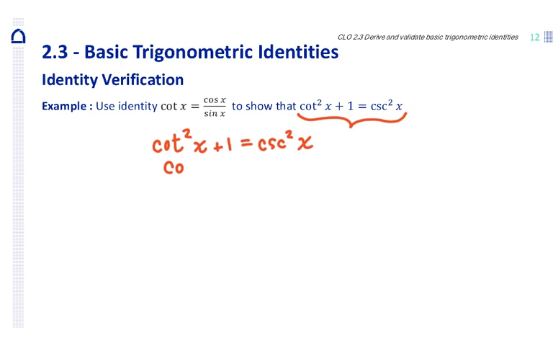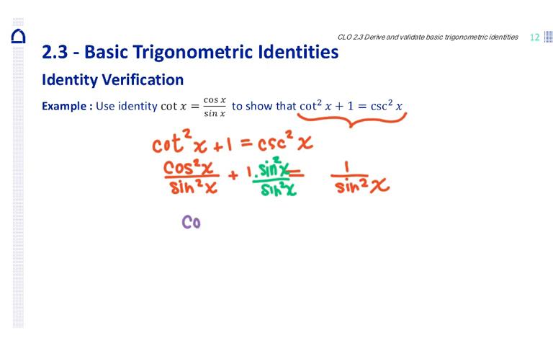The fact that cotangent is cosine over sine, so cotangent squared is cosine squared x over sine squared x, plus 1. We want to see that it equals cosecant squared x, which is just the reciprocal function of sine. So we want to show that it equals 1 over sine squared x. Again, we'll multiply top and bottom of this number 1 by sine squared over sine squared. When you multiply by same over same, it's just like multiplying by 1. It doesn't affect the equivalency.